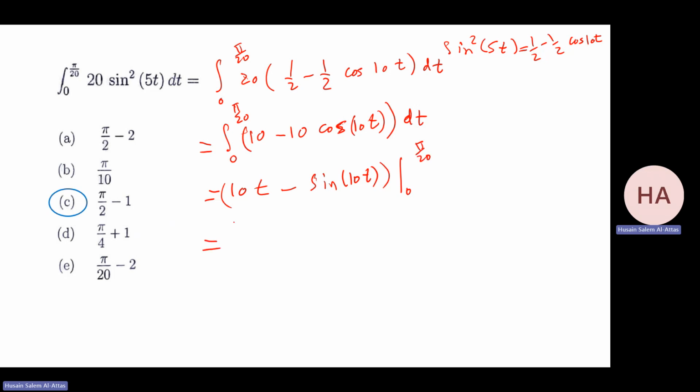Substitute. You have what? Pi over 20 times 10, which is pi over 2. Sine pi over 2, which is 1. Substitute the 0, that will be 0, sine 0 is 0. So that will be my answer.